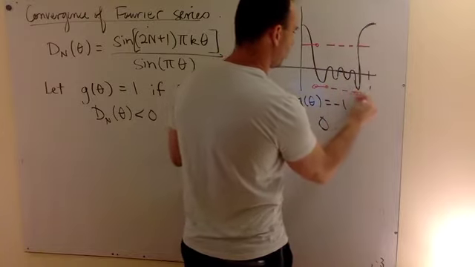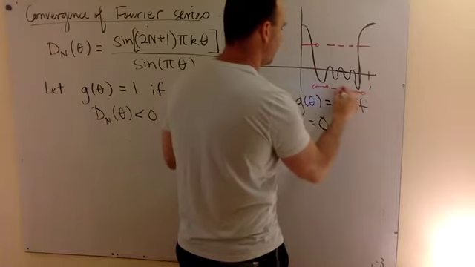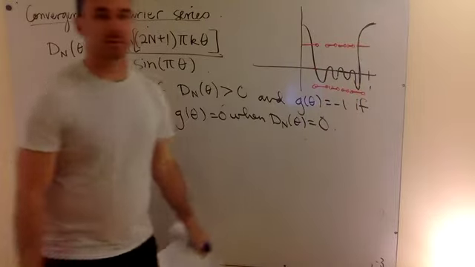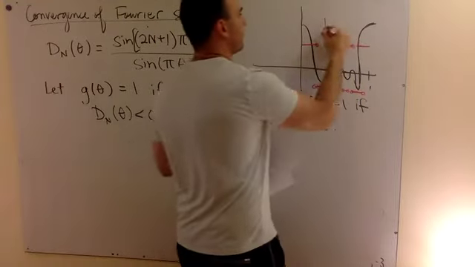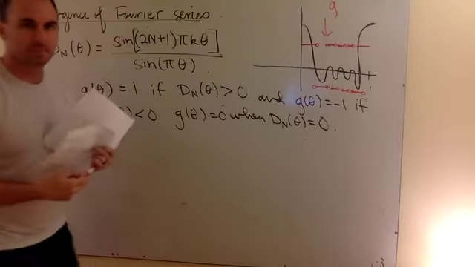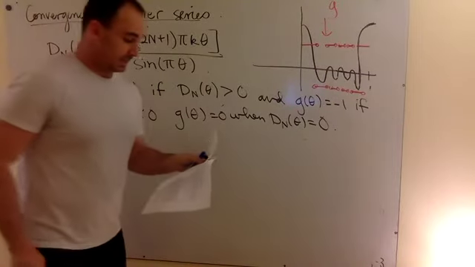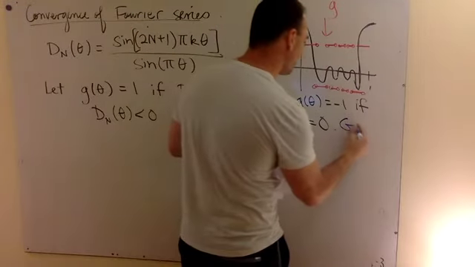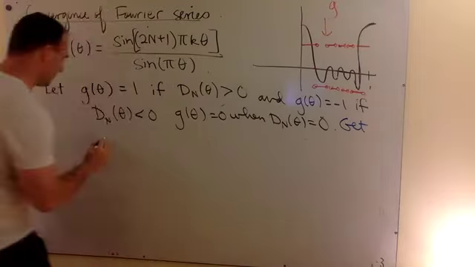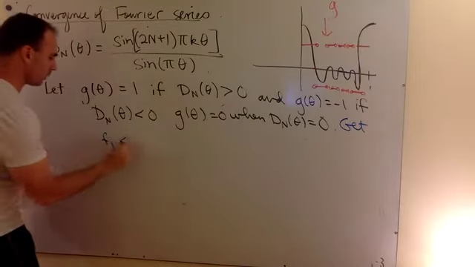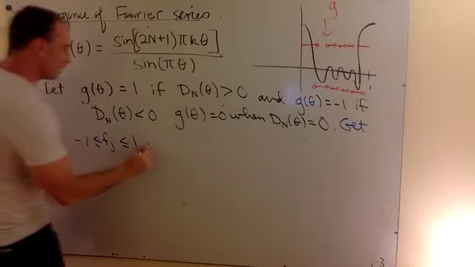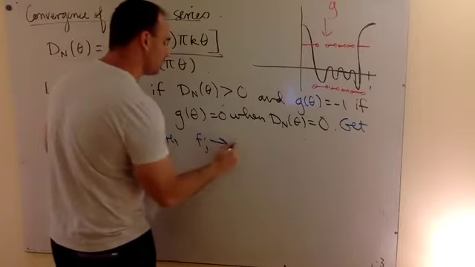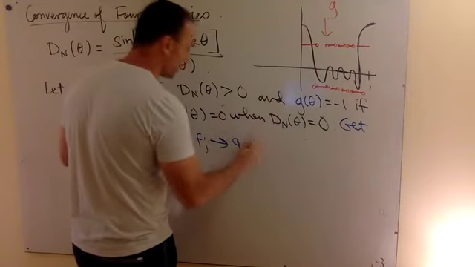This little piece right there. I shouldn't have drawn these little circles, but this will be my function. Okay, there's g. Alright, well, g is not continuous, but I can approximate it by a continuous function. We can get fj, which is trapped in between -1 and 1, with fj converging to g pointwise.